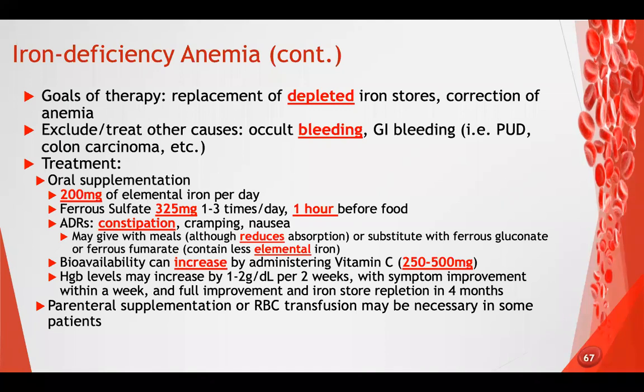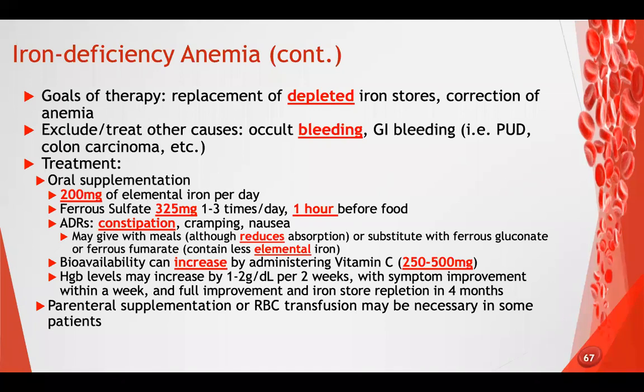But the adverse drug reactions include constipation, cramping, nausea, and we may give the iron with meals, but food actually will decrease the absorption of the iron. So we can do that, but you would more than likely reduce the absorption, or you can substitute with ferrous gluconate or ferrous fumarate, because this contains less elemental iron, so it'll be less likely to cause any type of constipation, cramping, or nausea.